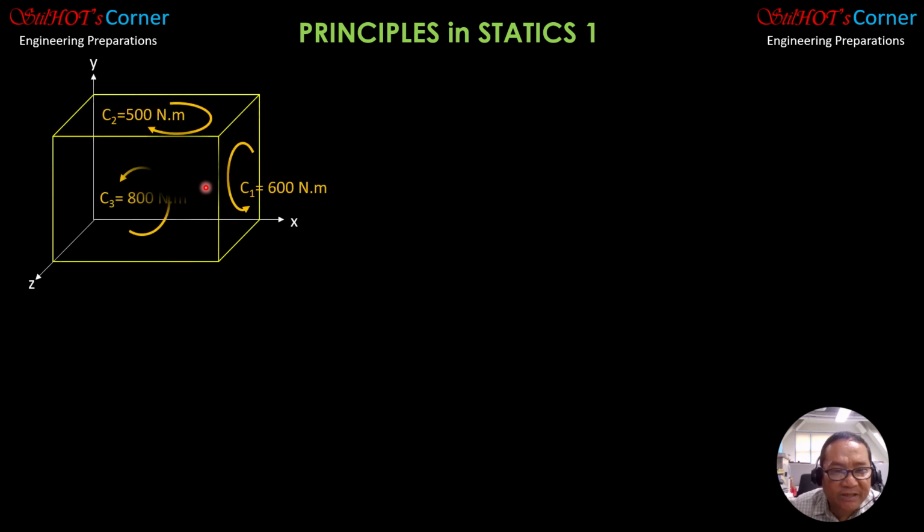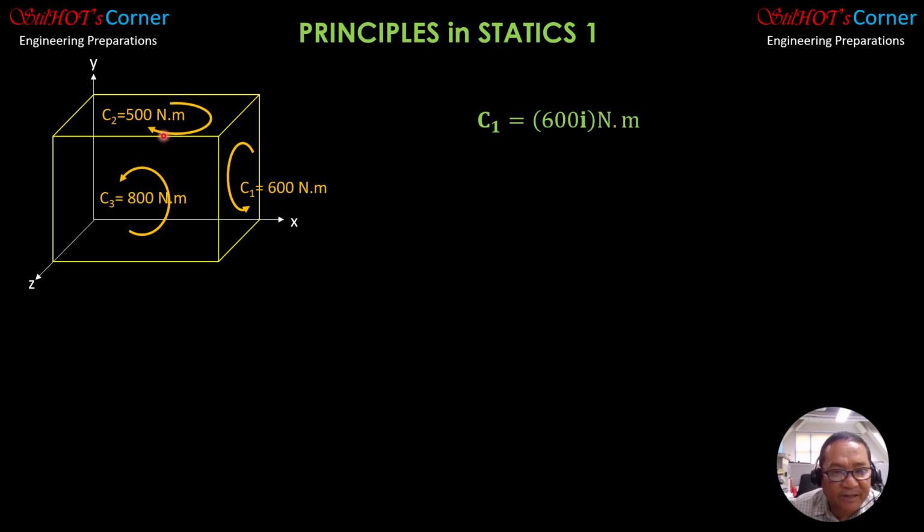So let's consider this body, and we have three couples. The first couple C1 is on the YZ plane, the second is on the XZ plane, and the third is on the XY plane. For couple 1, your right thumb should be positioning there, and your forefingers will curl in the same sense as this couple 1 here. Therefore, this couple 1 written in vector form is positive 600i Newton meter.